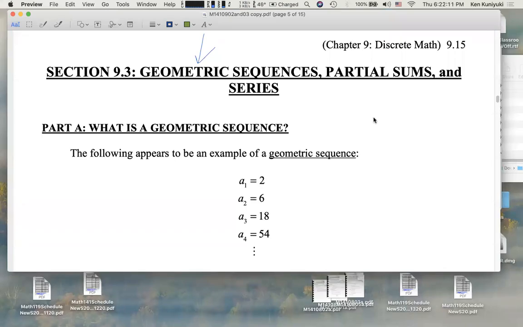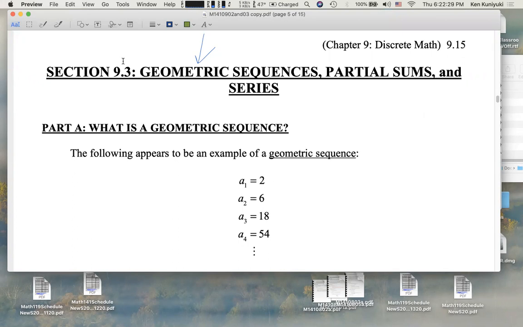Hi everyone, this is section 9.3 on geometric sequences, partial sums, and series. Now with arithmetic sequences, we took the initial term and then we kept adding the same number over and over again, the common difference. Take a wild guess what's happening here.